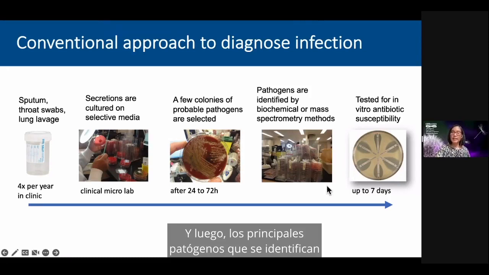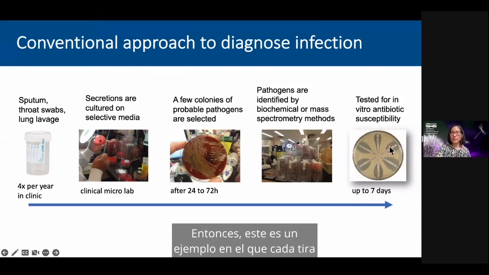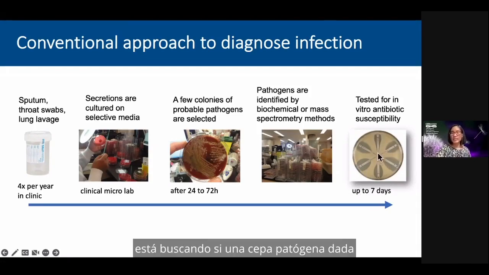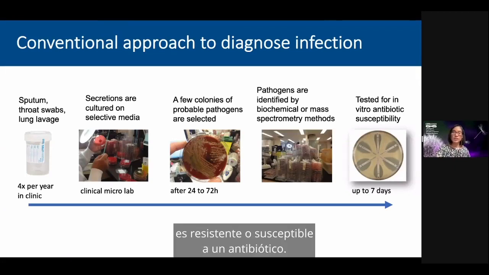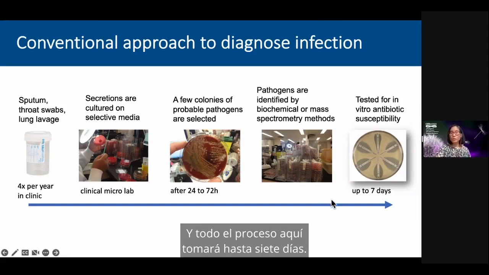And then the main pathogens that are identified are then further tested for in vitro antibiotic susceptibility. So this is an example where each strip contains an antibiotic, and then the clinical lab is looking for whether or not a given pathogen strain is resistant or susceptible to an antibiotic. And this hopefully will guide clinicians in the choices of antibiotics they may choose. And the whole process here will take up to 7 days.